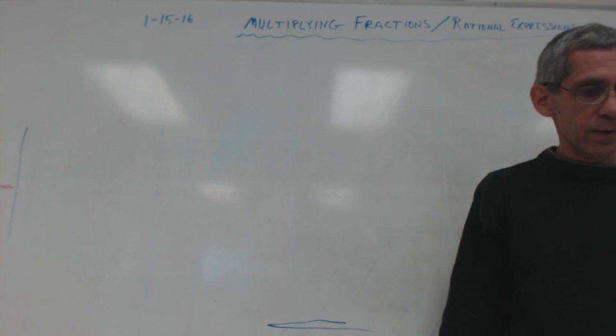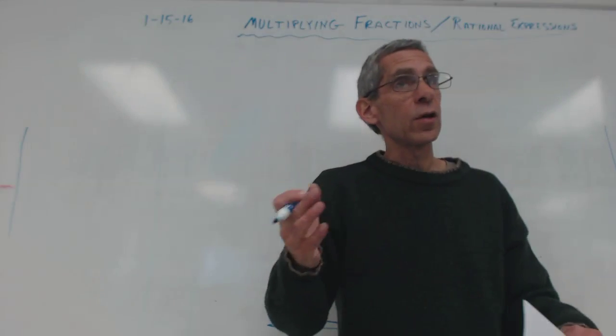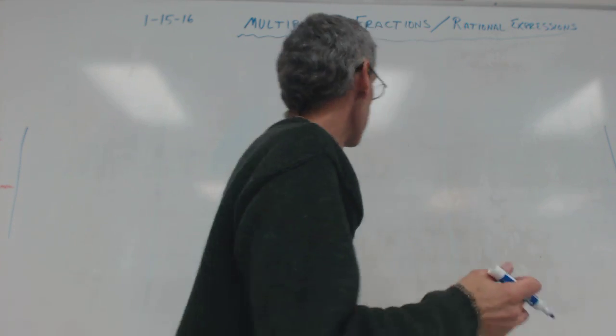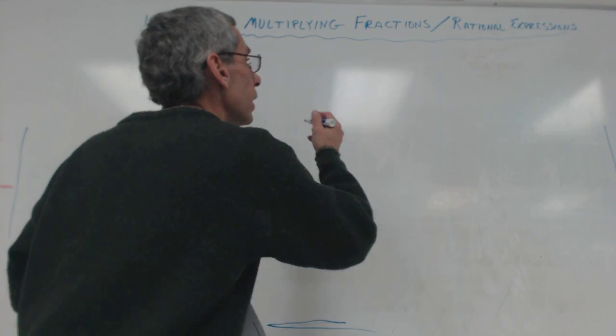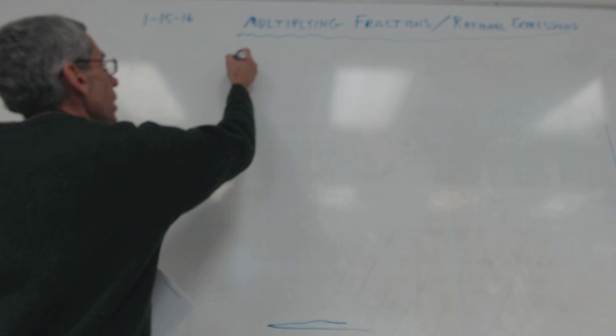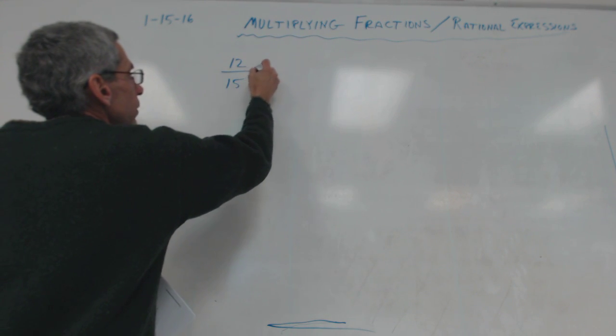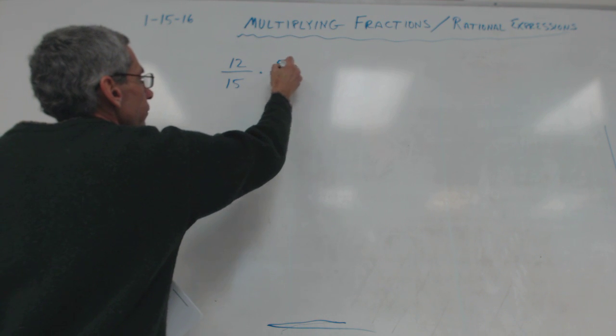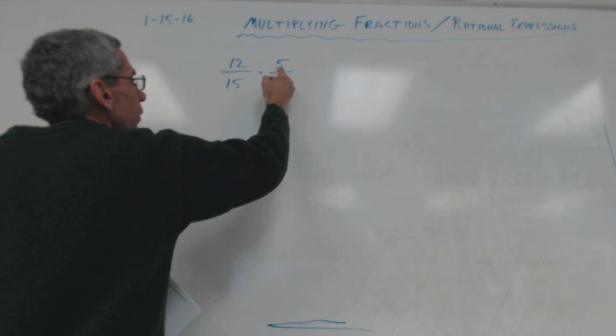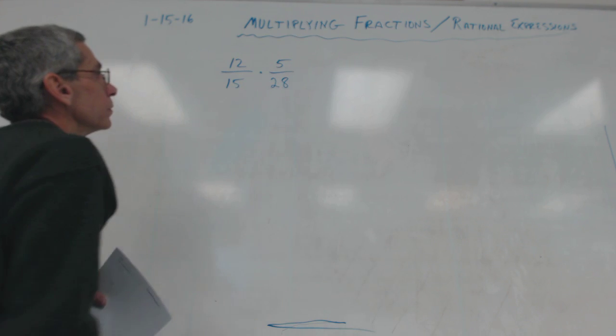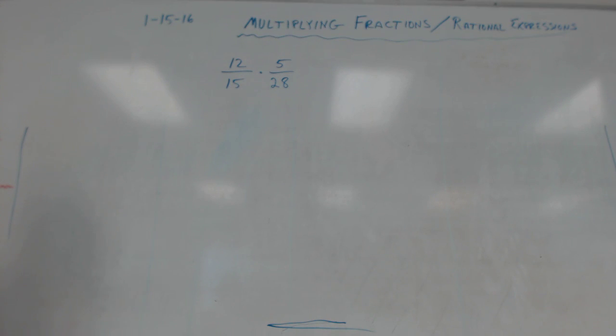Okay, it's working. So yesterday we talked about multiplying fractions, right? So if I had 12 fifteenths times 5 twenty-eighths, how would I do that?